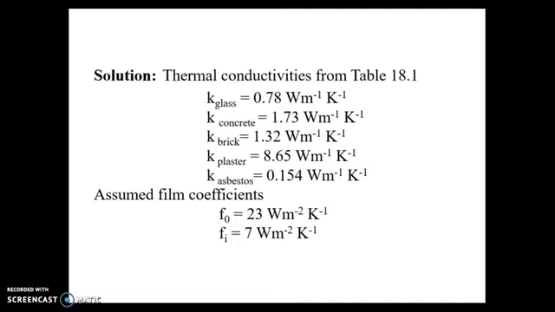Solution. They take the thermal conductivity of the glass, concrete, brick, plaster, asbestos from the table. They give the values and assumed film coefficients. Film coefficient of the air f0 is 23 watt per meter square Kelvin on outside air, inside air fi is 7 watt per meter square Kelvin.